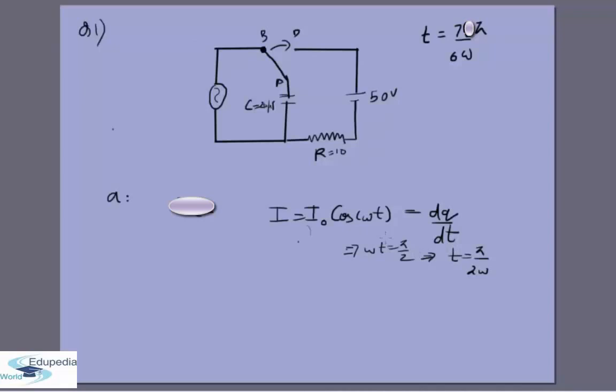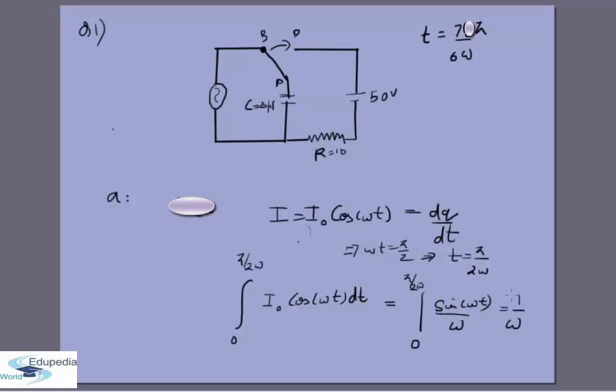So what is the charge between 0 and pi by 2 omega? Integral of 0 to pi by 2 omega I naught cos omega t dt. Now I naught is 1, integral of cos theta is sin theta, so 0 to pi by 2 omega, sin omega t by omega, which gives us 1 by omega. Omega is given to us to be 500, which means this is equal to 1 by 500 or 2 by 1000 or 2 into 10 to the power minus 3, not 1 into 10 to the power minus 3 as is suggested in the problem. So A is false. What about option B?